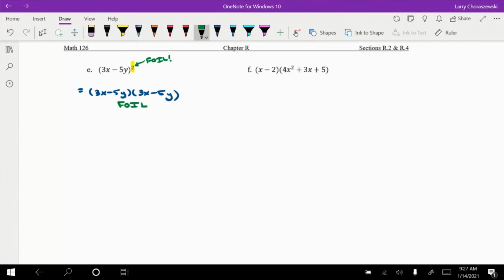Okay, so can I give you guys a couple minutes to work on that? And then we'll go over the results when time is up. So go ahead and FOIL these 2 expressions together, combine your like terms, and we'll go over the details in just a couple moments.